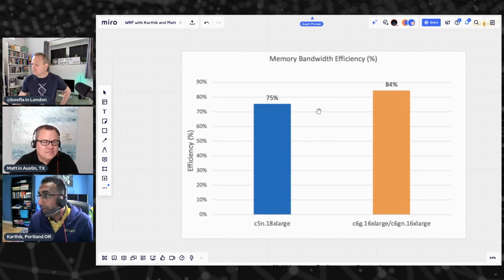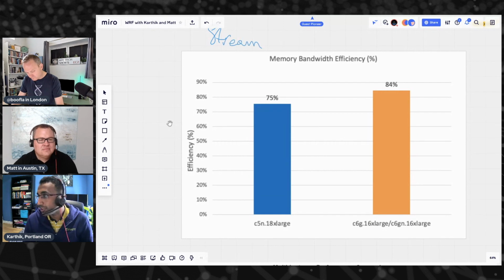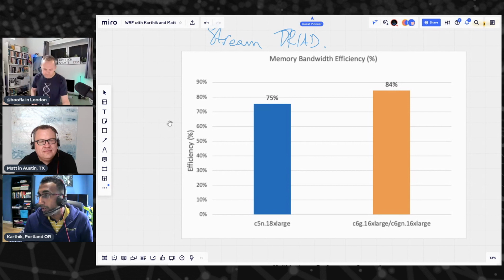So in the graph that you see here, on the left side, the blue bar is showing the C5N.18xlarge memory bandwidth efficiency as measured by the de facto industry standard STREAM Triad benchmark, right? And the orange bar is the C6G and C6GN bandwidth efficiencies, which are much higher compared to the C5N. Right. And is there an architectural difference here, do we expect this?